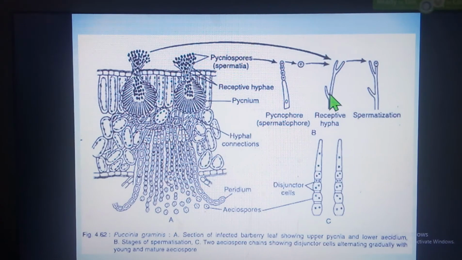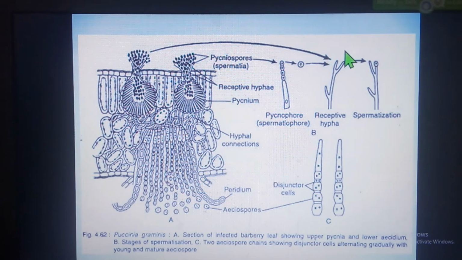Now this is the receptive hypha from here, whereas the spore comes from this one. So how? Due to insects. When the insects are attracted by the nectar drops on these barberry leaves, they will help in the dispersal, in the transfer of the pycnospores from one receptive hypha to another.